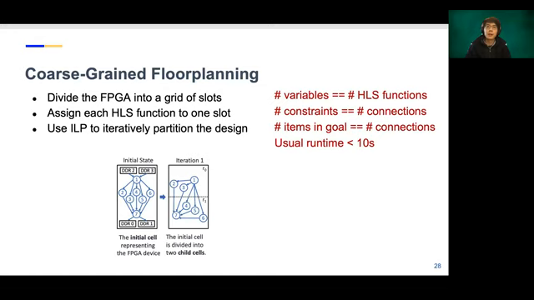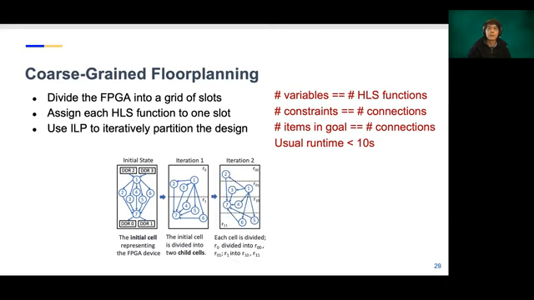Each iteration divides all the current slots by half and assigns the vertices to the child slots, while minimizing the overall total count of boundary crossings. In our formulation, the number of variables is equal to the number of HLS functions, and the number of constraints is equal to the number of connections between functions. Usually, the optimization process only takes a few seconds, even for some very large designs.